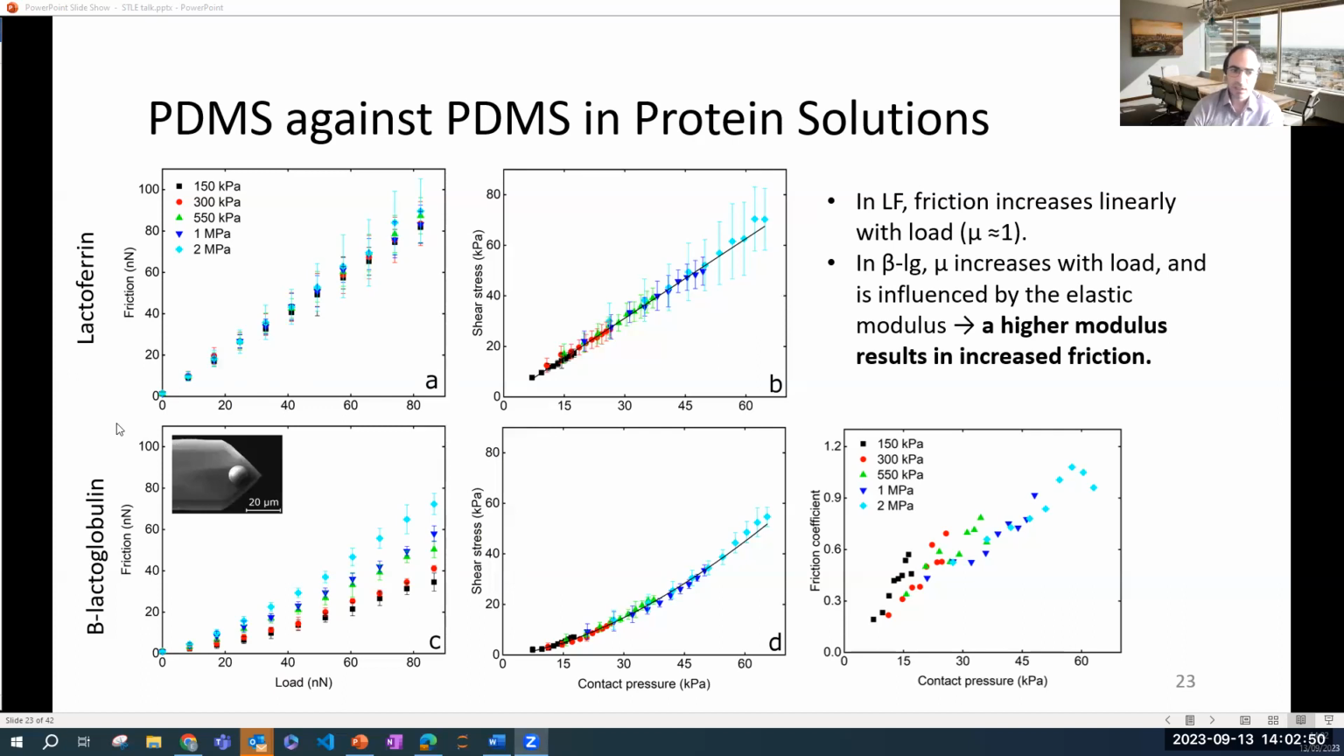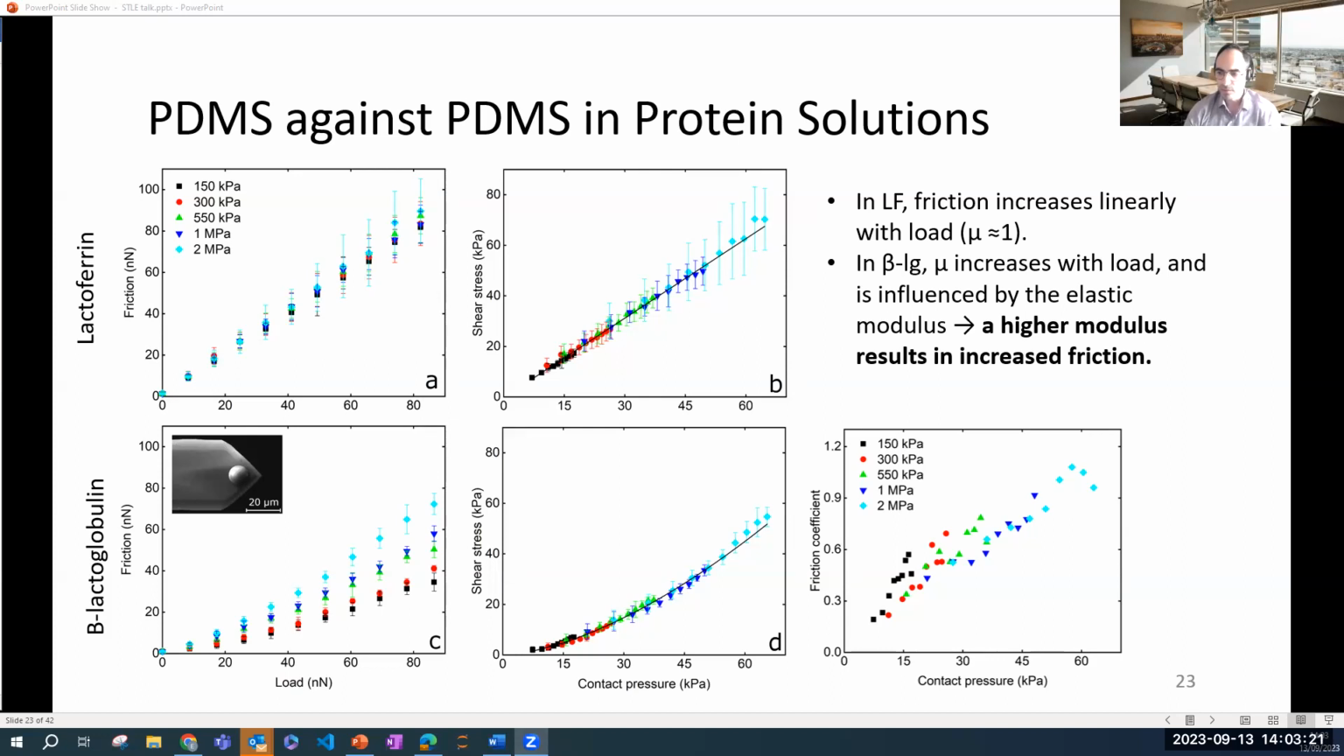As we see here, lactoferrin friction increases linearly with load, with a friction coefficient being independent from the modulus of the PDMS. So it's similar for all surfaces, and it's about 1, which is 5 times larger than what we observed for the same system using the glass probe. It can be seen also that interfacial shear stress increases linearly with increasing pressure.